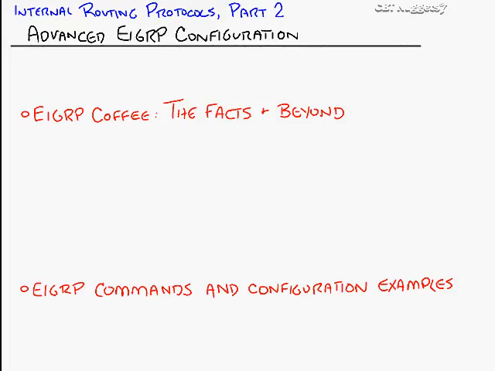Internal Routing Protocols Part 2, Advanced EIGRP Configuration. As you can see from the objectives on the screen, the goal of this nugget is simple. It's to show you some configuration examples of, I would say, the advanced commands of EIGRP. EIGRP is, in my opinion, the most powerful protocol that's out there with some of the simplest configuration behind it. That's because Cisco invented it, and it is a very easy protocol to configure.